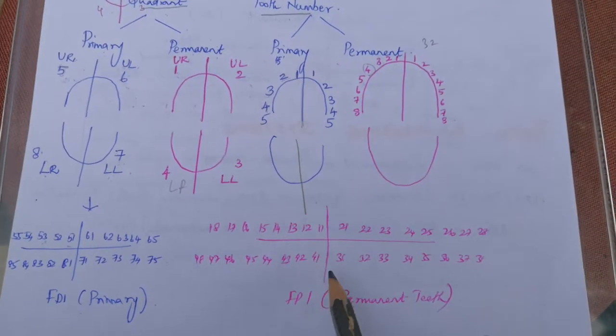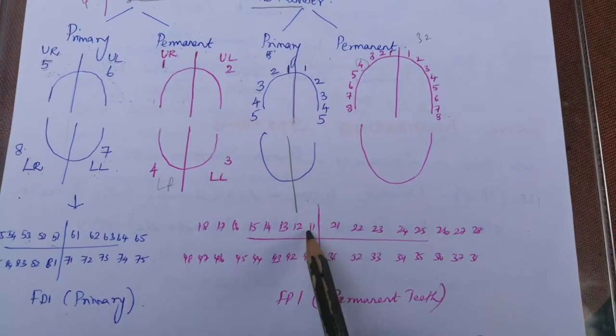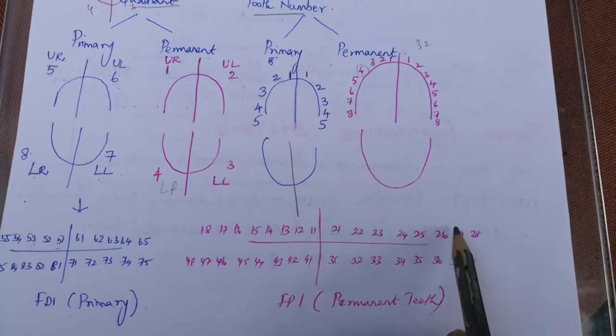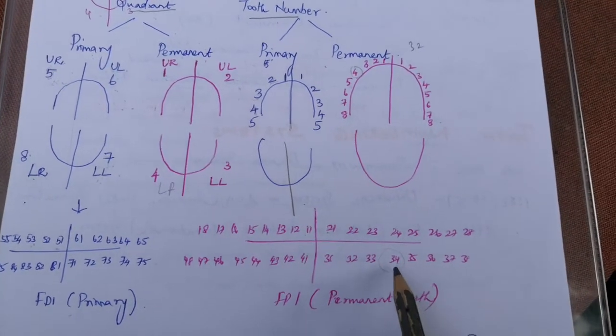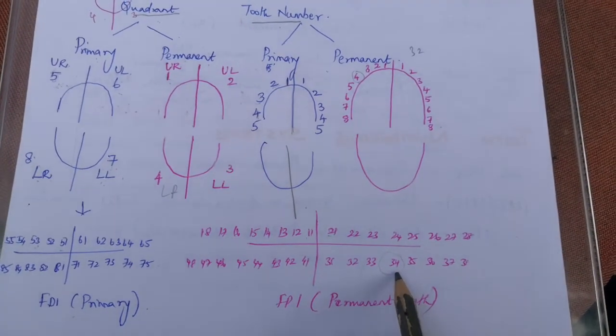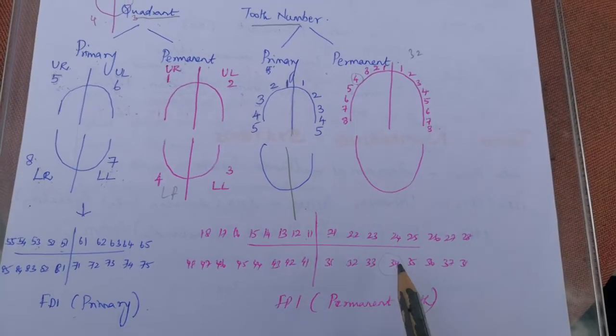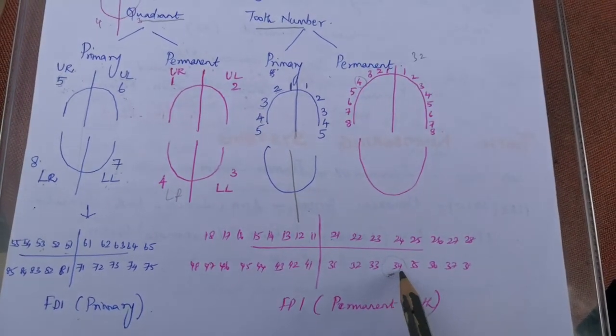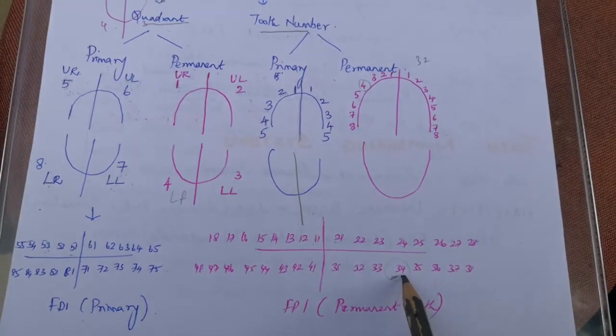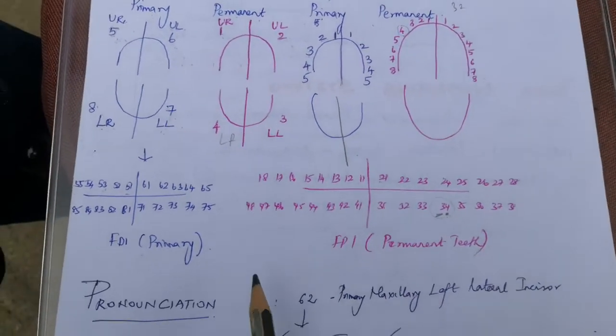Now we will see the permanent dentition. For example, it starts from 1 1 to 1 8, then 2 1 to 2 8, like that. For example, 3 4, what does it mean? It is the mandibular left first premolar. In the permanent dentition, this is the third quadrant and the fourth tooth in the arch. So this is the FDI system.